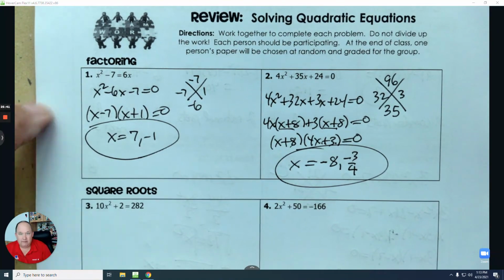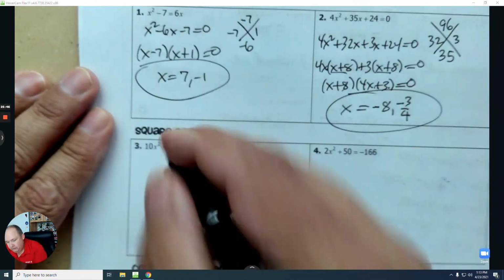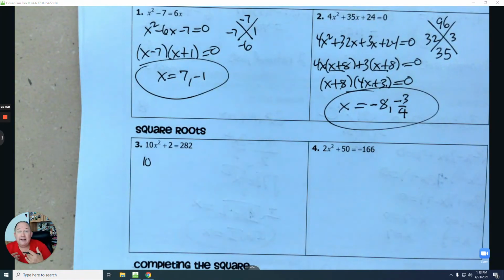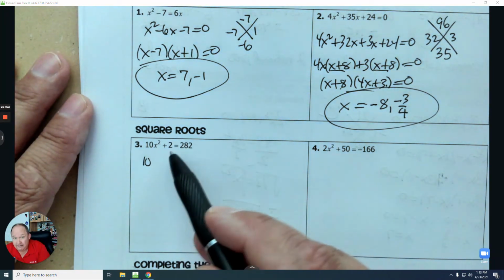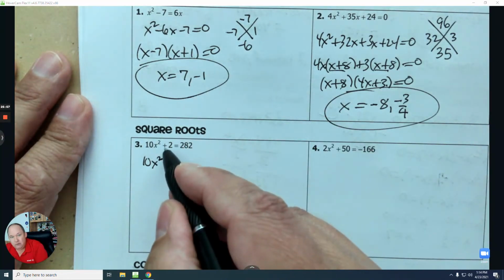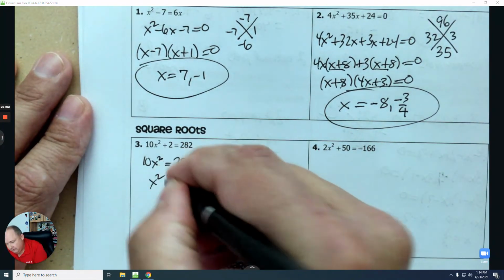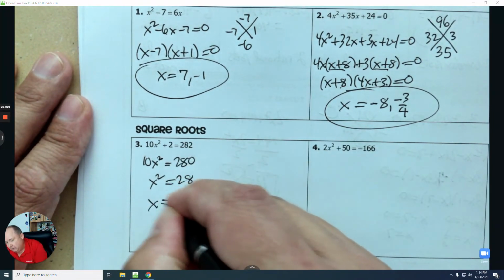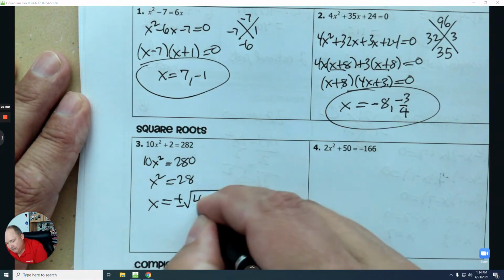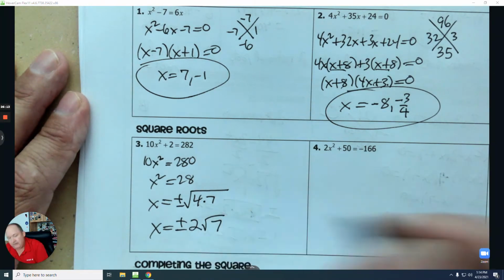That is number one. If you can do it, that's the way you're going to do it. Number 3, square roots. For a square root, it does not need to be equal to 0, but we cannot have a linear term. So we don't have a linear term here. 10x squared is a quadratic. We're going to subtract 2, and we're going to isolate the x squared. So we're going to divide by 10, and then when we square root, the answer could be positive or negative, and 28 can be written as 4 times 7. So the square root of 4, and then what's left over.